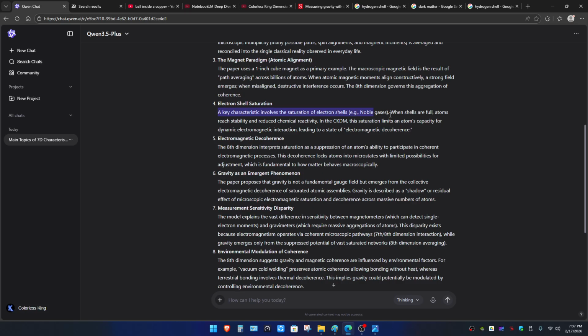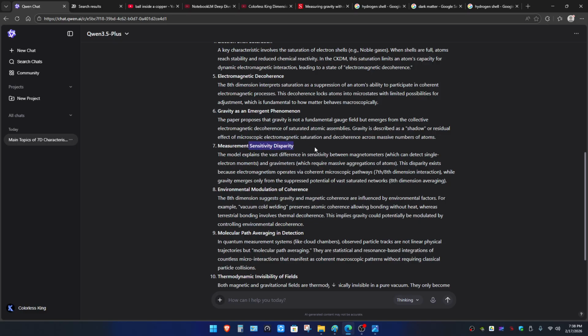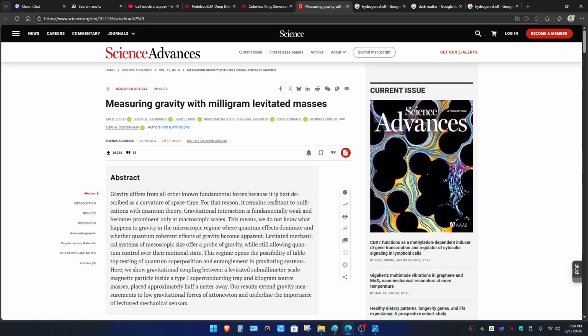Shell, this is the shell topic, right? Now, electromagnetic decoherence, which I already said. Okay, gravity as an emergent phenomenon, this I also explained. Measurement sensitivity disparity. Now in order to explain this one, I will talk about a specific topic here. So there is another thing called the scale factor. For example, gravity, measuring gravity with milligram levitated masses.